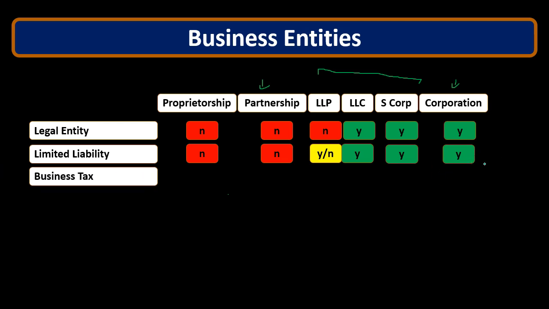Then we have the business tax. The sole proprietor and partnership are not taxed as a business, meaning they're flow-through entities taxed on the individual returns. And this, again, relates to whether or not they're a separate legal entity. Because these are not a separate legal entity, they don't pay taxes on the business level. Now, the other side of this is the corporation, which of course will pay taxes. And then these three in the middle, what they're trying to do is be more of a flow-through. So they're trying to be like a corporation, but eliminate the business tax.